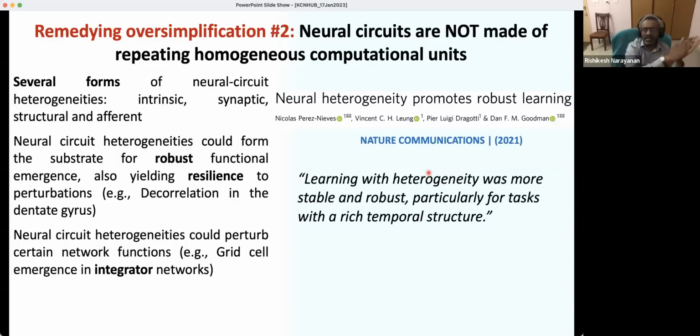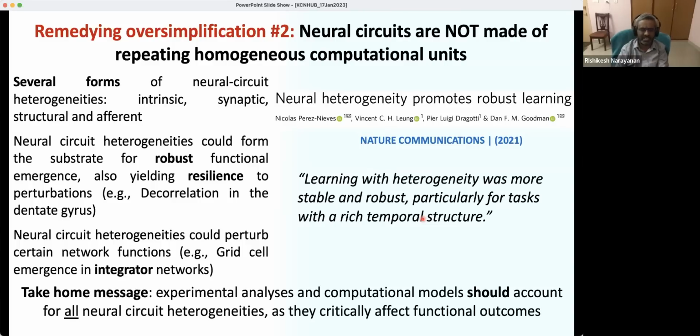So fundamentally, there are different kinds of heterogeneities, and it's important to not consider neural circuits as made of repeating homogeneous computational units. There are also other studies which talk about how neural heterogeneity can promote robust learning. This is from Dan Goodman's lab. And here they say that learning with heterogeneity was more stable and robust, particularly for tasks with rich temporal structure. Right. So there have been several other laboratories which have been looking at the implications of heterogeneities.